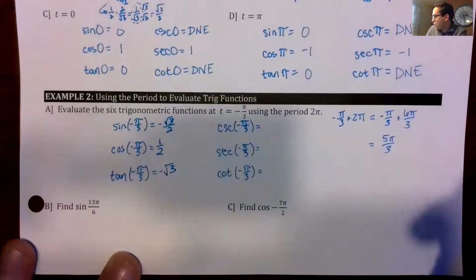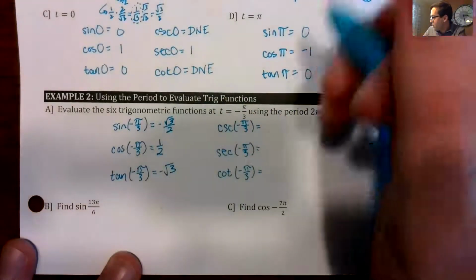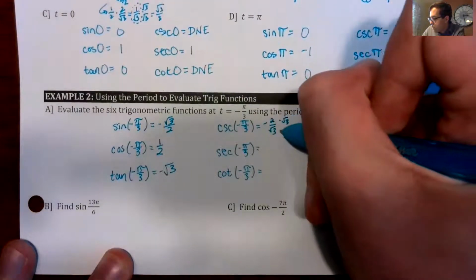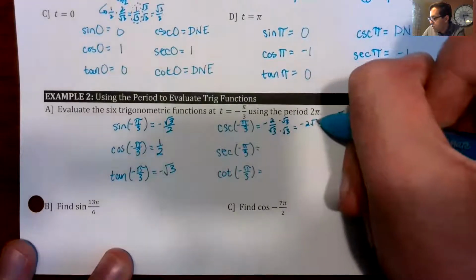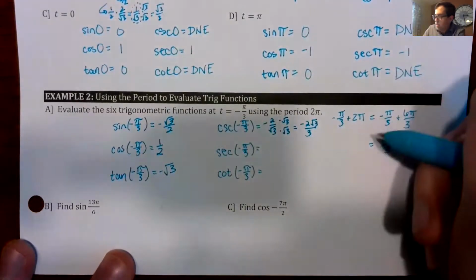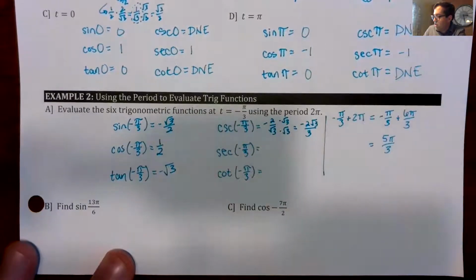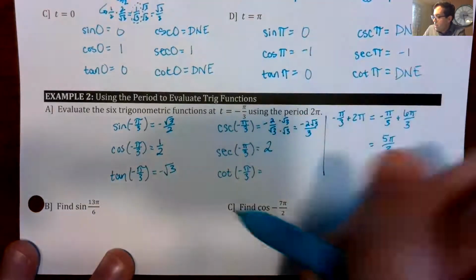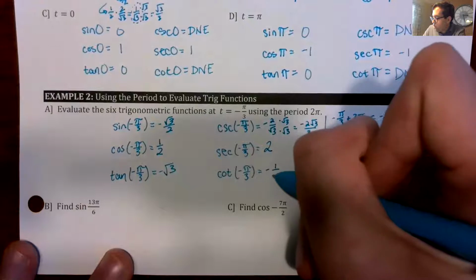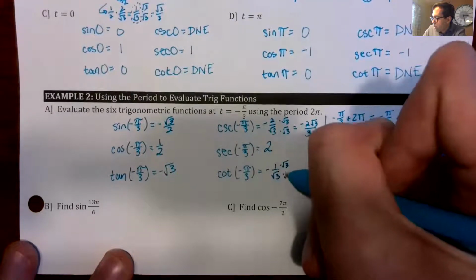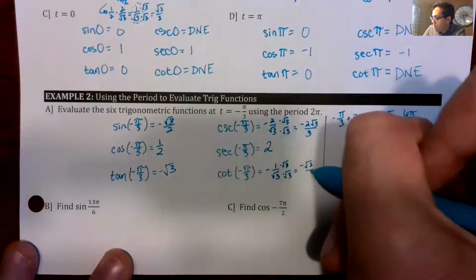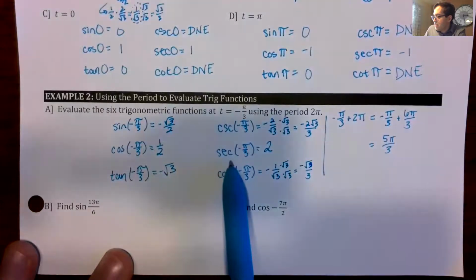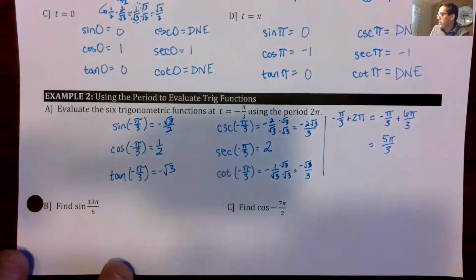Okay? For cosecant, secant, and cotangent, we just flip those. So this one's going to be negative 2 over root 3, which simplifies to negative 2 root 3 over 3. We'll make sure it's clear that that's different from the work on the right there. For this one, we flip the 1/2 and just get 2. And then for cotangent, we get negative 1 over root 3, which becomes negative root 3 over 3. And just to remind you, these are pronounced cosecant, secant, and cotangent. Okay?